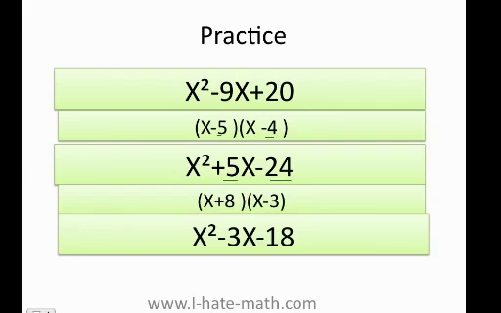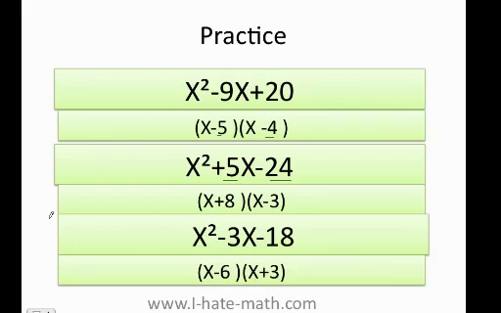Let's do the last one. Two numbers when I multiply give me negative 18, and when I add or subtract negative 3. Let's see if you remember. Bingo. Negative 6 times 3 is negative 18. Negative 6 plus 3 is negative 3.